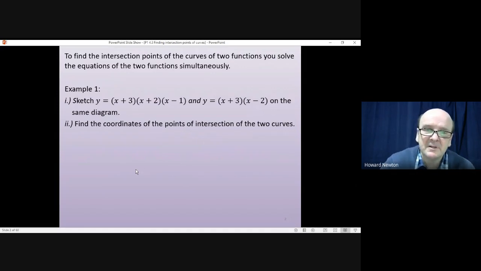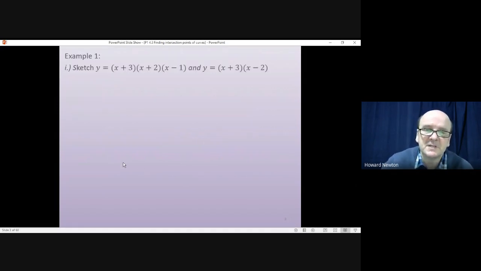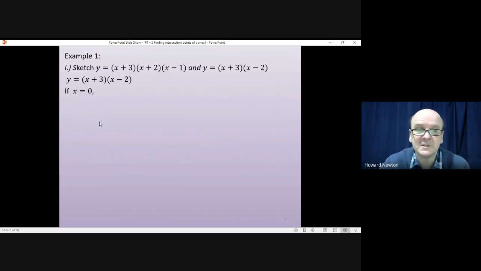Okay, let's have a look at this. So the first thing we're asked to do is sketch the two curves. We'll sketch the quadratic first of all, and we'll do that in the normal way. We'll find the crossing points on the axes. First of all, the crossing points on the y-axis, which is where x equals 0. Now, if x is 0, we've just got 3 in this bracket and minus 2 in that. We'll have 3 times minus 2, which is minus 6. That'll be the crossing point on the y-axis.